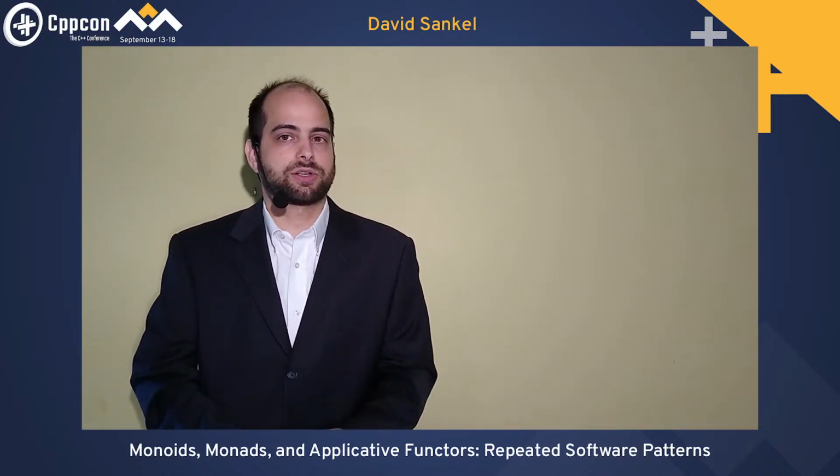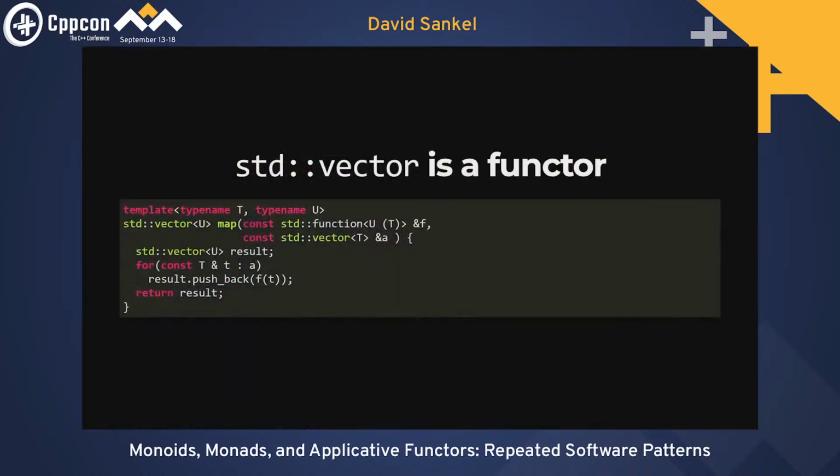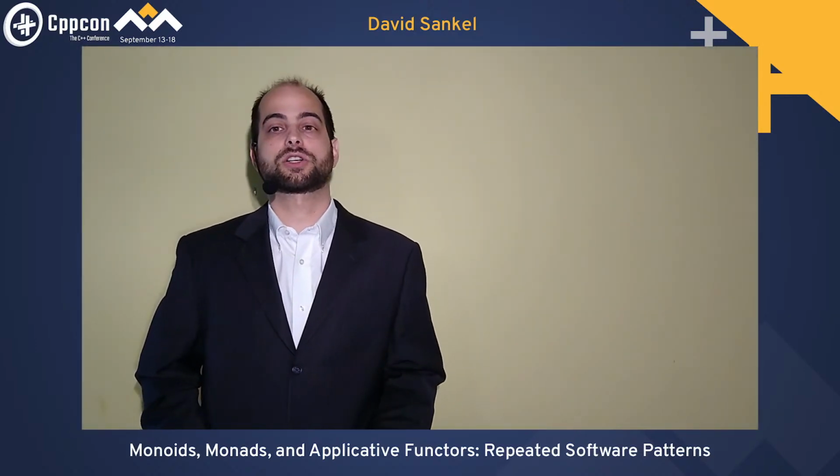So std vector is a functor. What is the map function defined for std vector? So map takes in a function, let's say from t to u, and we have a std vector of t as the second argument of map. What does it do? It creates a new vector for the return value, and that new return value just applies f to all the values in the input parameter. Okay? So again, we're just transforming the values inside of the vector. That's an intuition for vector as a functor.